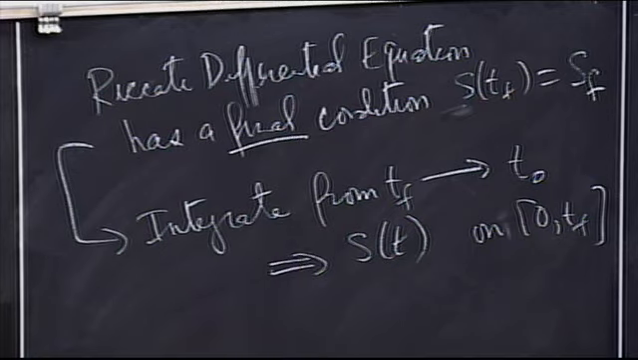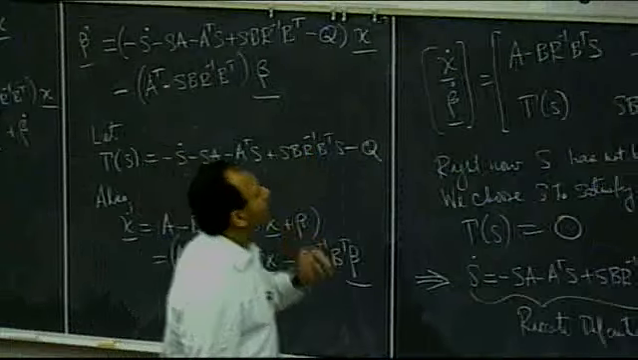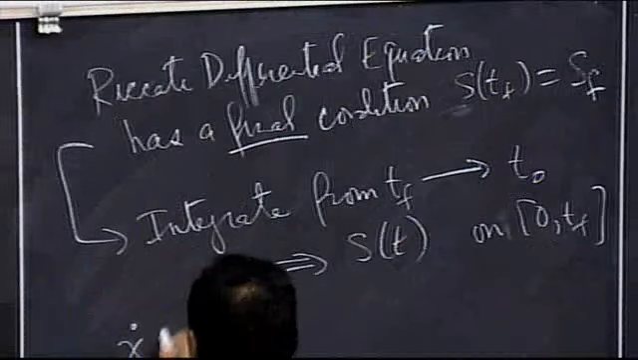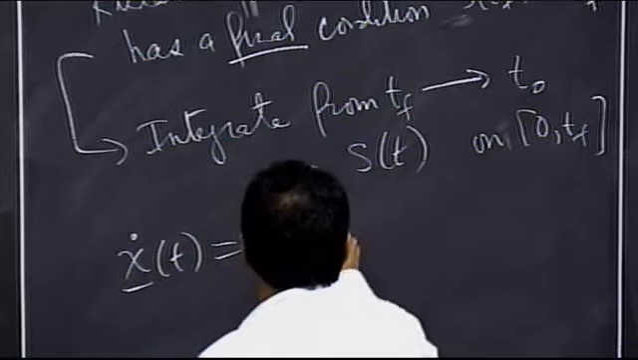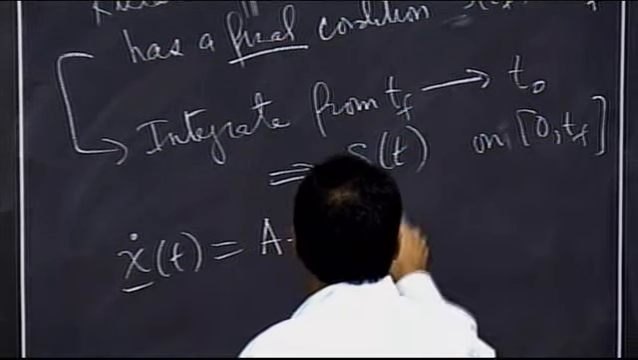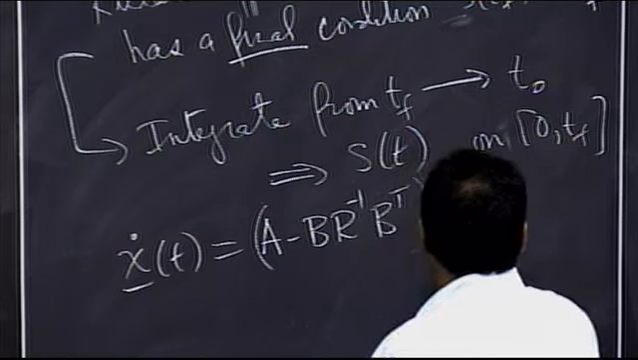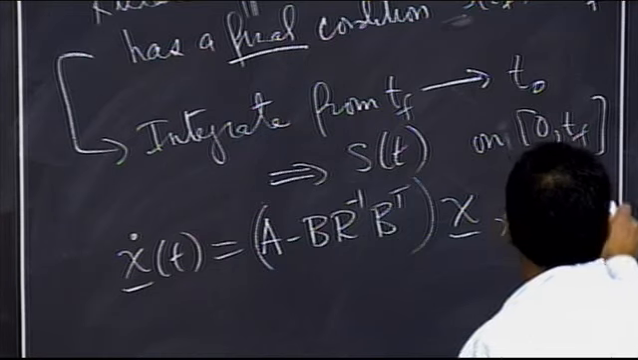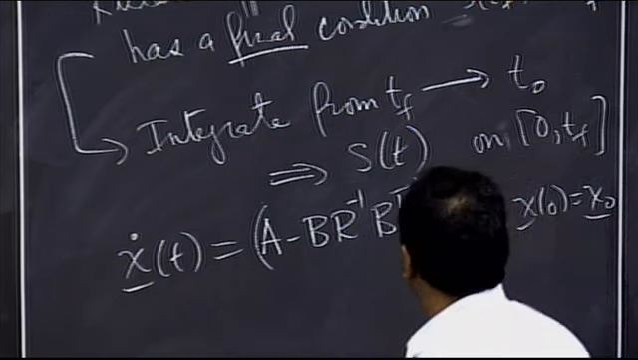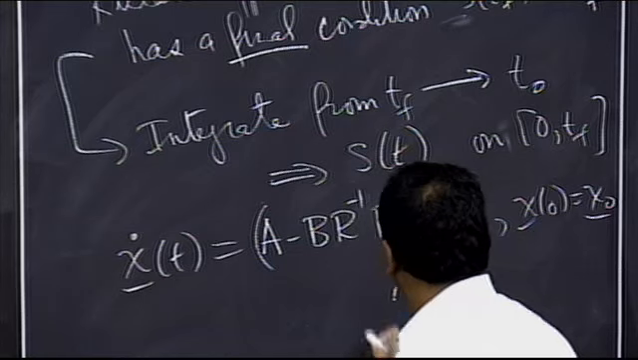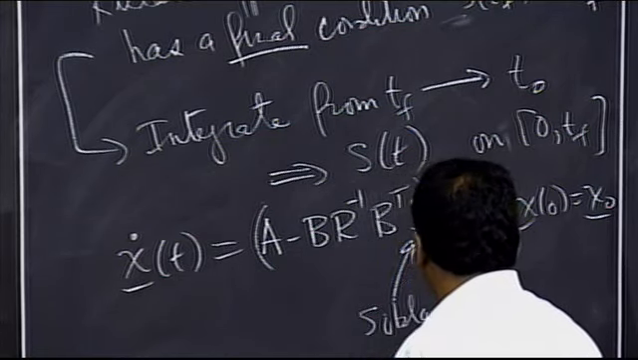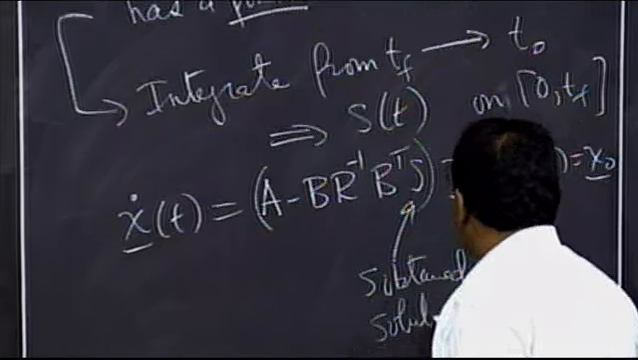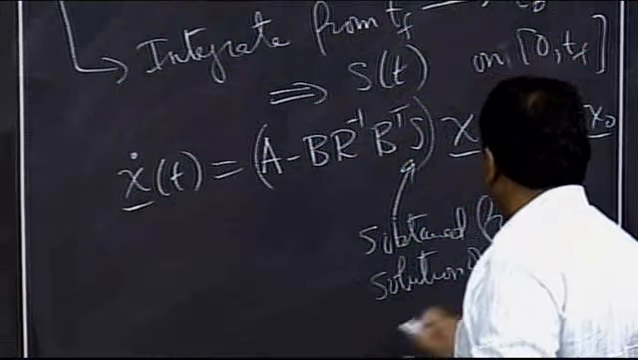Now, once you've got S of t on 0 to TF, you have everything you need to solve this problem, which is that you know that X dot of t is equal to A minus B R inverse B transpose S times X, right? And we know that X at 0 is equal to X0. And we know S from the solution of the Riccati equation.